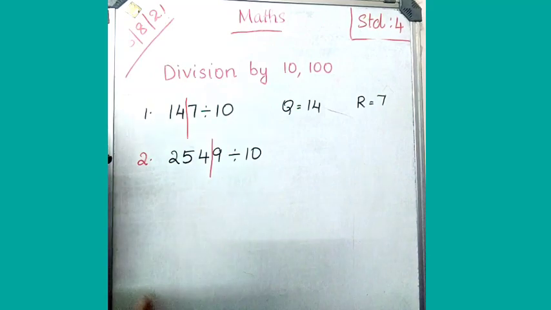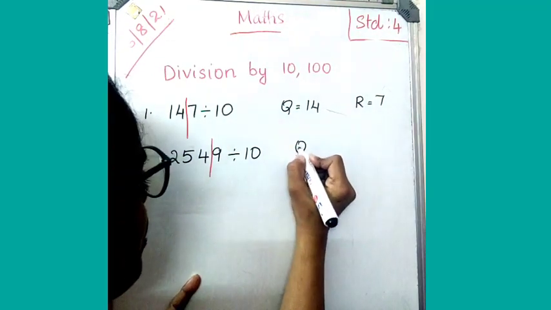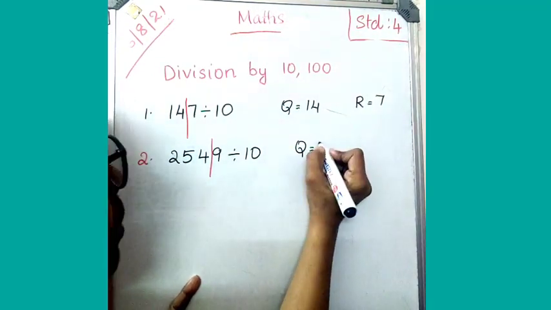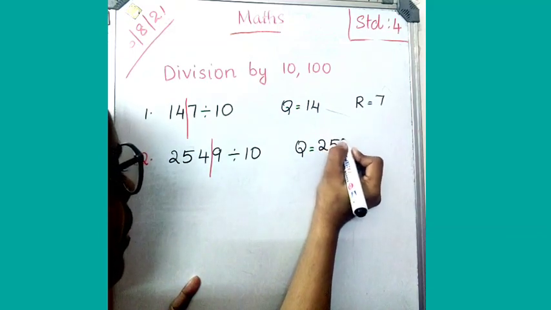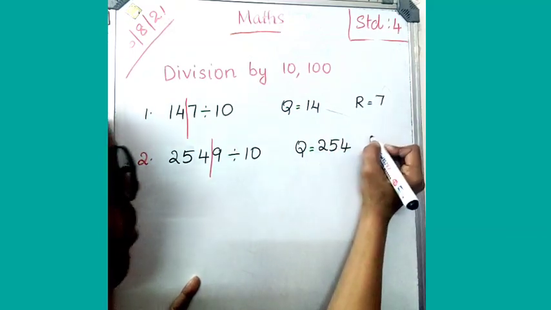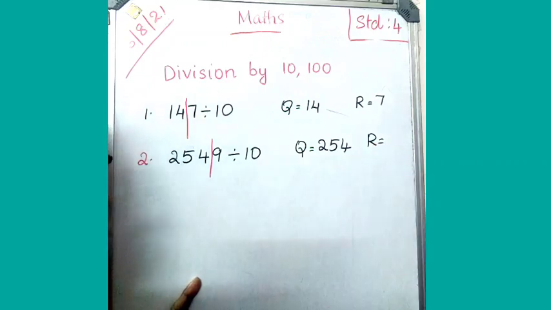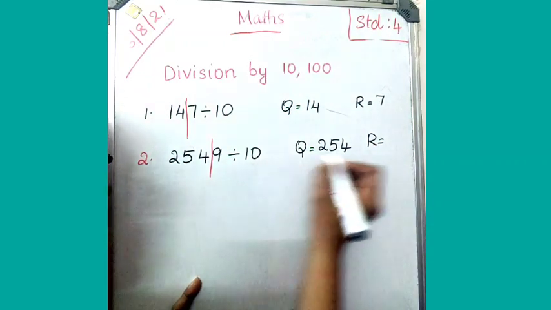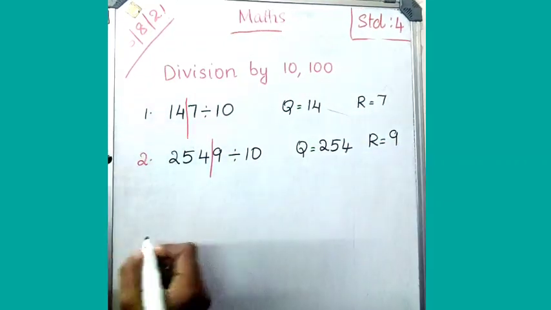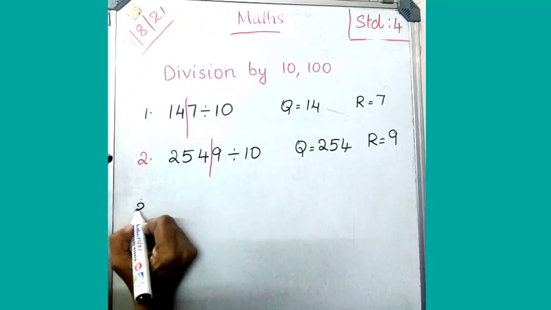What will be the quotient? Yes, quotient equal to, say louder, 254. Then what will be the remainder? Louder please. Yes, 9. Then look at the third question.